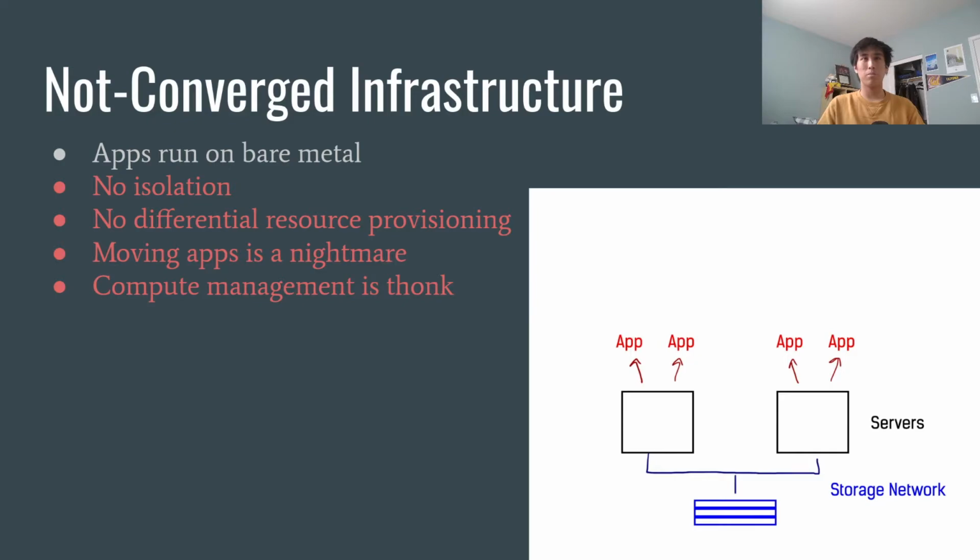So with all these tools, how exactly has the modern infrastructure evolved? You can kind of see here, before VMs and before containers, we basically had something called a non-converged infrastructure. Apps ran on bare metal over here. We have this storage network, we have servers, and then we have these apps running on these servers. The issue here is there's no isolation because these apps run side by side on the servers. So there could be library conflicts and stuff like that. There's also no easy differential resource provisioning, and moving apps is definitely a nightmare. If you've ever tried to move bare metal apps, it's not fun. Let's just leave it at that. And compute management is also questionable to calculate.